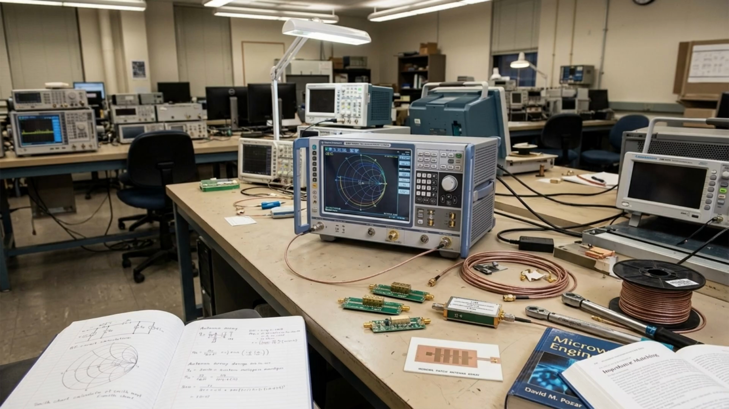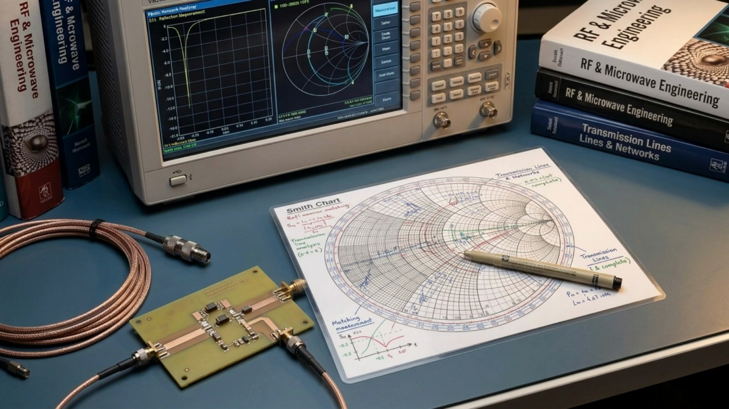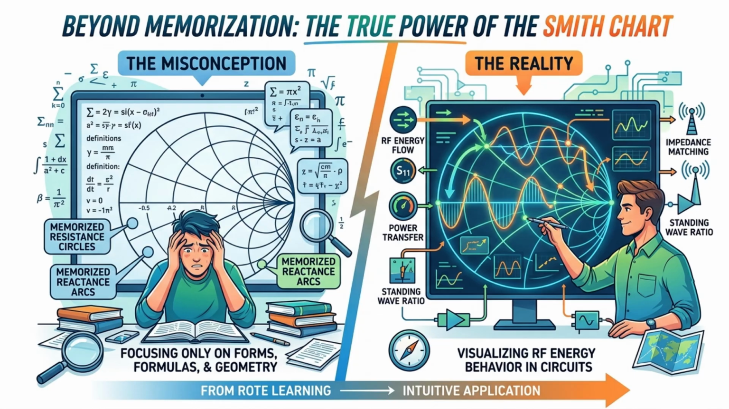Mastering this tool builds a strong foundation for more advanced topics such as microwave networks, filters, amplifiers, and antenna array design. You now have the knowledge needed to read the Smith chart, interpret RF measurements, analyze transmission lines, and design basic impedance matching networks. A common misconception is that mastering the Smith chart means memorizing circles and arcs. In reality, the real skill is understanding how RF energy behaves and using the chart to visualize that behavior.